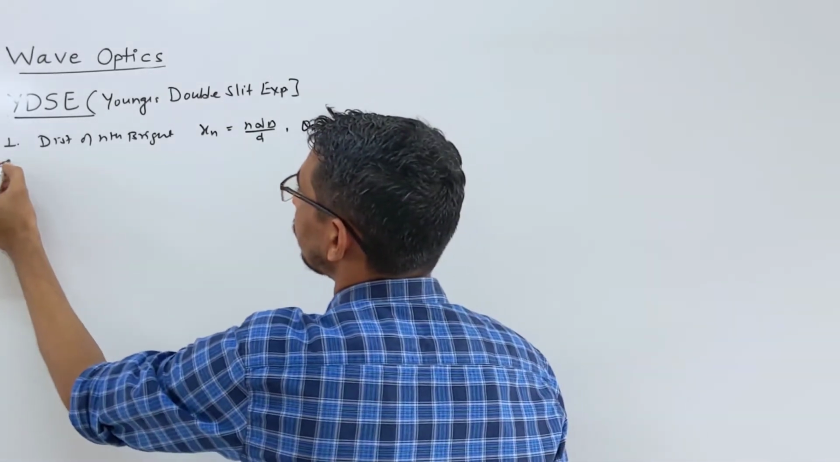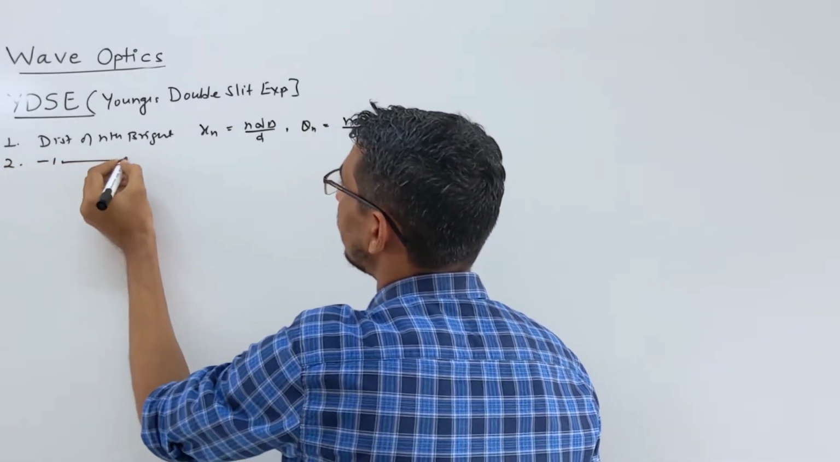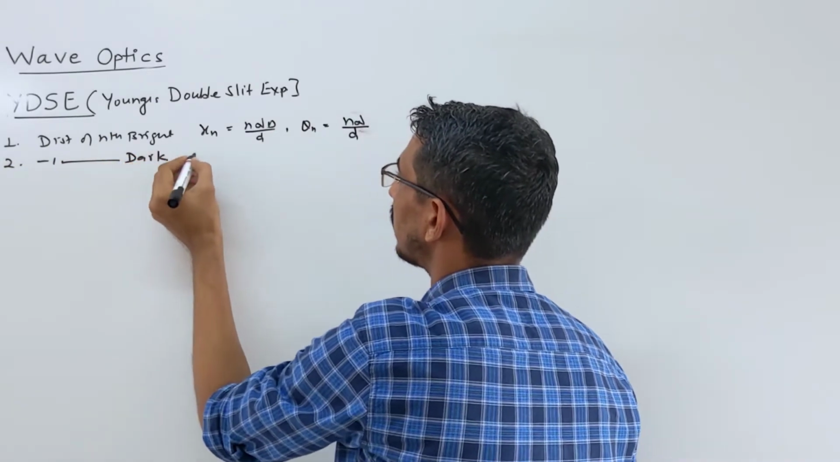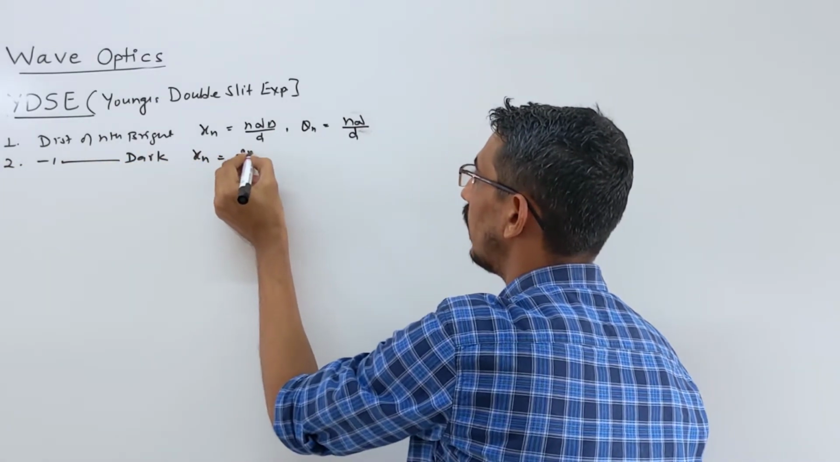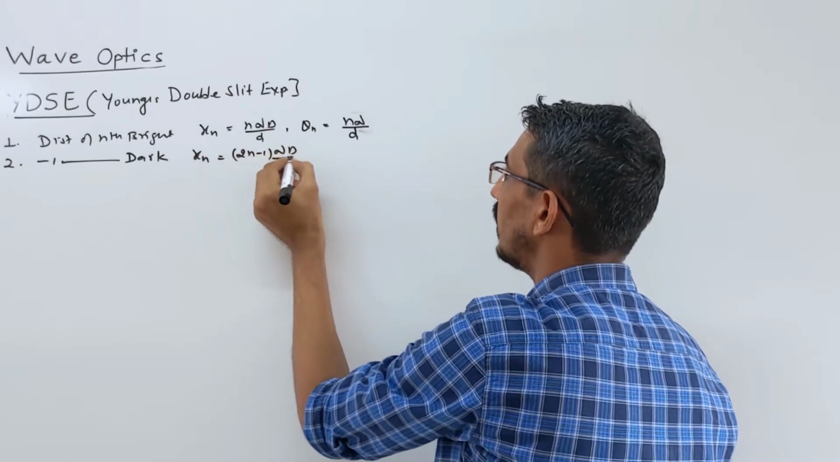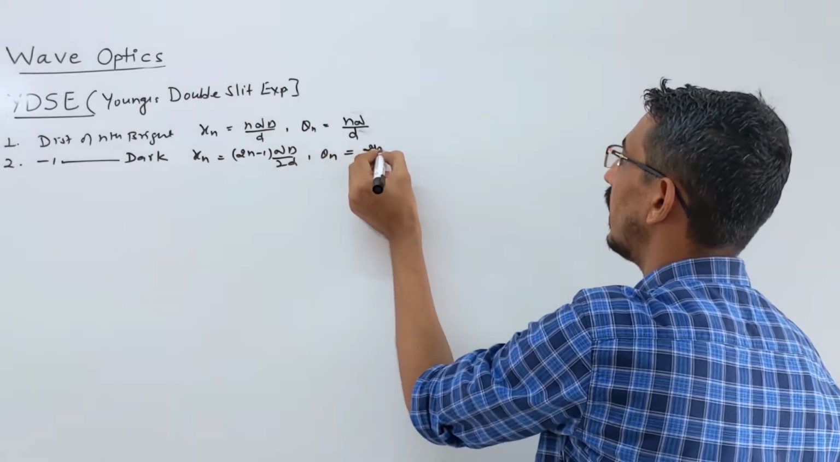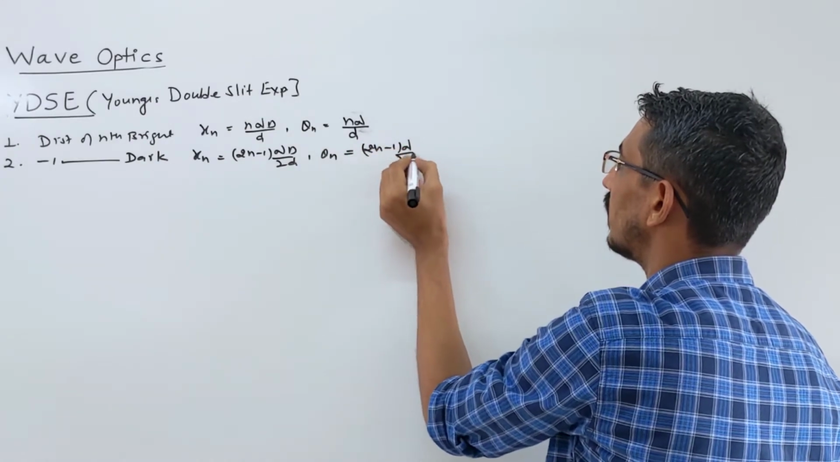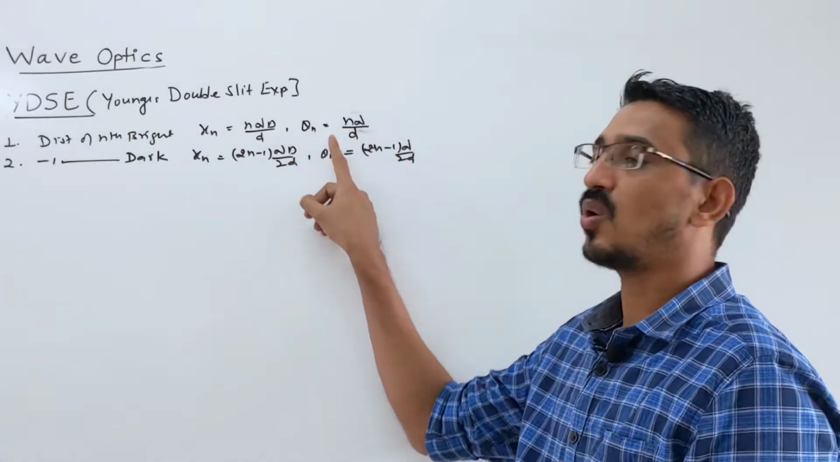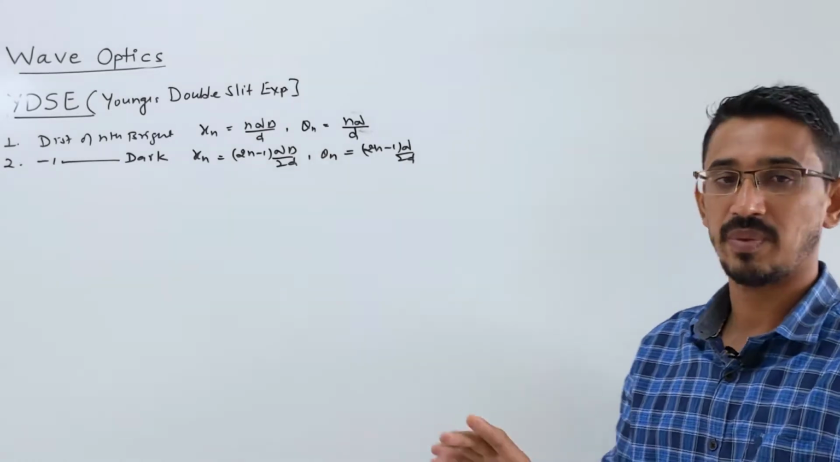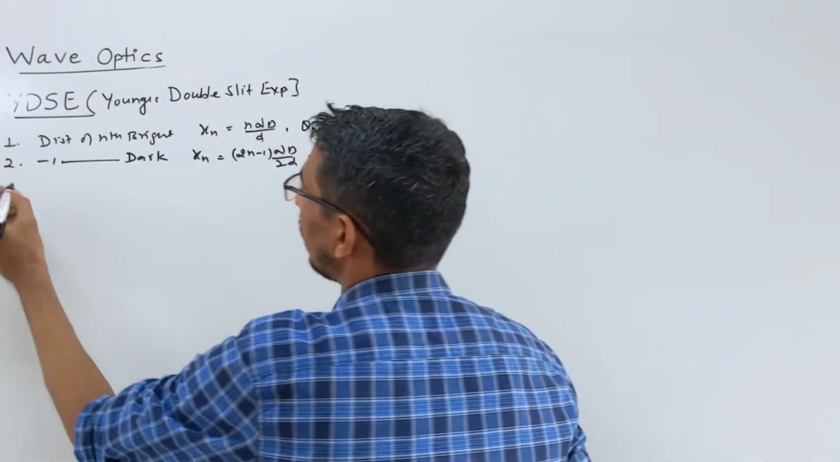Then the distance of the nth dark fringe, that we also calculated. Xn is (2n minus 1) lambda D by 2d. For the angular position, the same answer, (2n minus 1) lambda by 2d. This answer always comes in radians in the SI system. Please remember.